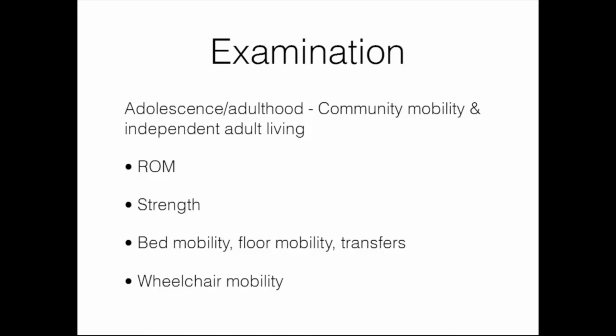And as we move into adolescence and adulthood, we want to really focus on community mobility as well as independent adult living. So again, we're going to be focusing on range of motion and strength. We want to make sure that we're avoiding those secondary impairments and that we're maintaining our function as much as possible. Bed mobility, floor mobility, and transfers are all going to become an issue at this age.